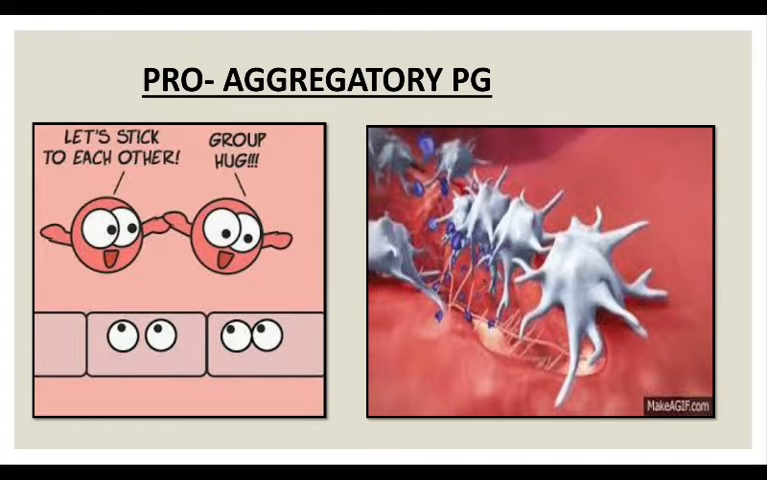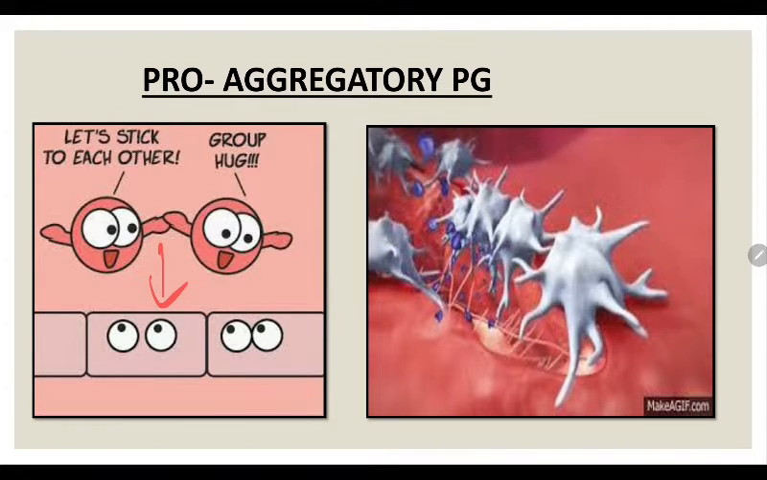It is divided into two: one is pro-aggregatory prostaglandin and another is anti-aggregatory prostaglandin. Pro-aggregatory prostaglandin will ultimately cause aggregation of the platelets. And when the platelets are aggregated, the clotting factor cascade will be activated, that is, the extrinsic and intrinsic pathways. For that, it needs 13 different types of clotting factors.